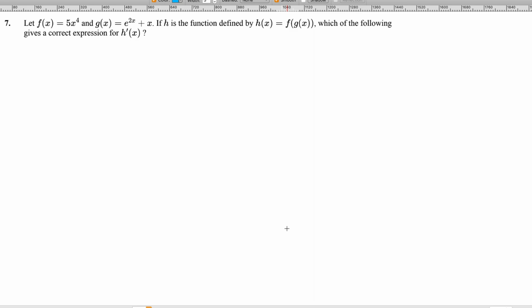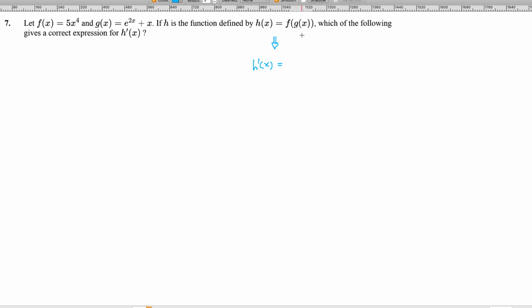They're basically giving us the composition between these two functions here, and they want to know which one gives us the correct expression for h prime of x. What I think is best is getting h prime of x in the most general case as they have it defined right here. So the derivative of h of x is equal to, now this here is just chain rule.